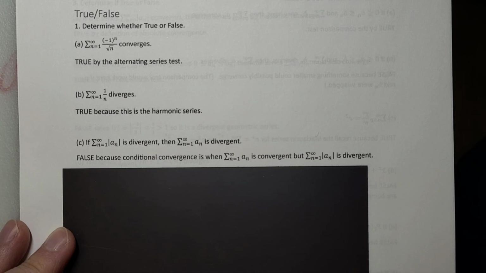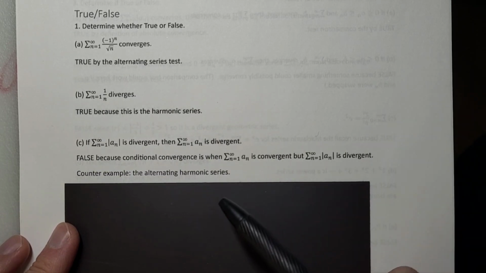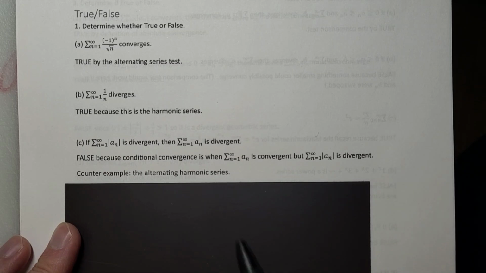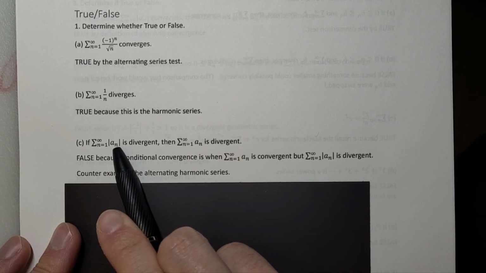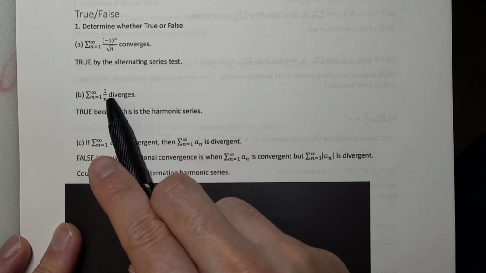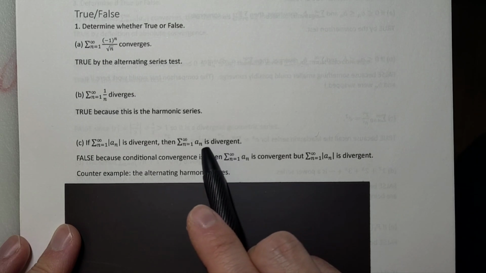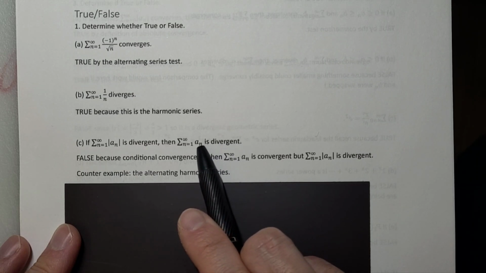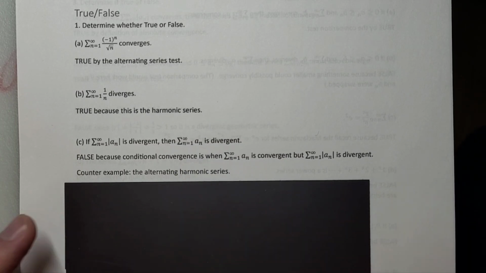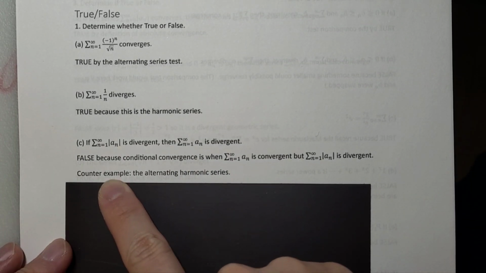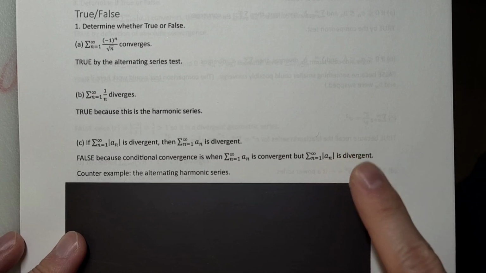We could also just think of a simple counterexample. A counterexample is an example that proves the statement false. It's the alternating harmonic series, negative 1 to the n power over n. That's for sure divergent if we get rid of the changing sign, if we take the absolute value, because it becomes the harmonic series, which we know diverges. But we also know the alternating harmonic series converges with the alternating sign by the alternating series test. So you can think of a counterexample, totally fine, or you can remember what conditional convergence is.